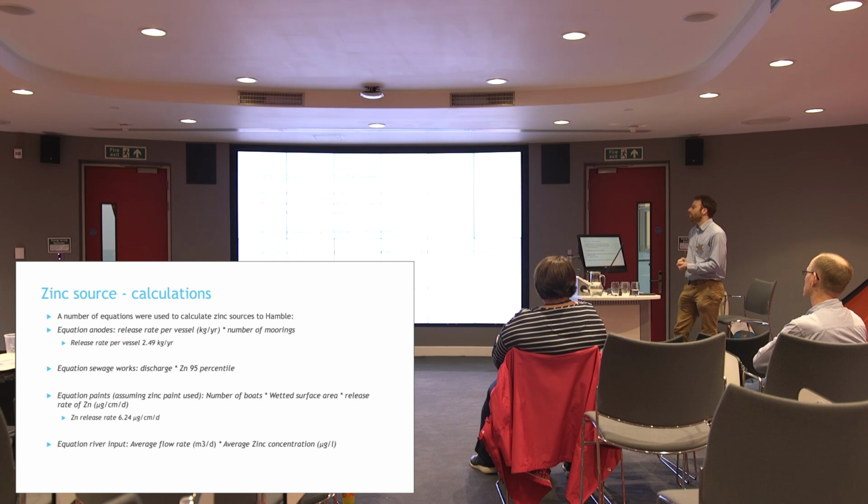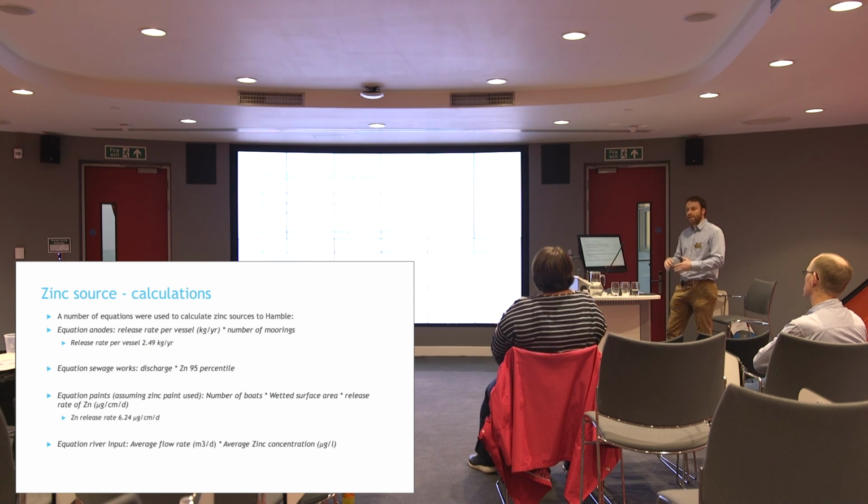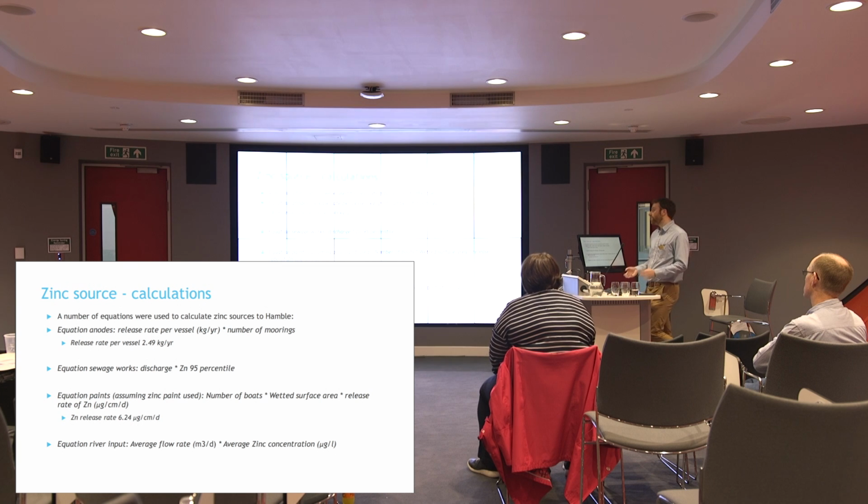Okay, so we wanted to determine if zinc anodes were the major source of zinc to the Hampshire estuarine environment, and this allowed us to do some modelling, which we'll see the results for later. From a survey that I sent out to boat owners on the Hamble, we determined a release rate for the Hamble of 2.49 kilograms per year, and from this we worked out a release rate using the number of vessels, which is 3,000.